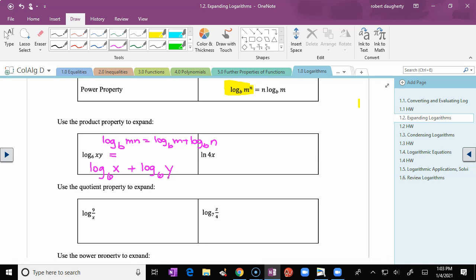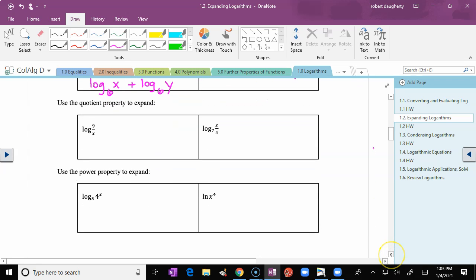Expand this one using the product property. This is the natural log of 4 plus the natural log of x. Quotient. The quotient deals with a subtraction. So this is the log of 9 minus the log of x. The next one, this is a quotient. So it's the log base 7 of z minus the log base 7 of 4.